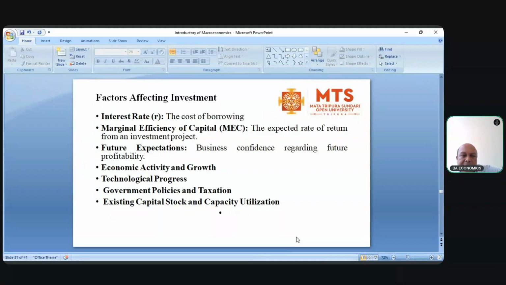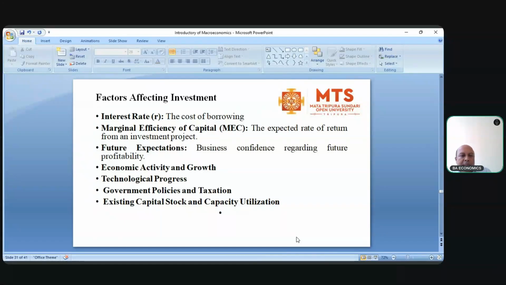Government policy and taxation. Investment level also depends on government policies, whether the government is encouraging the private sector for investment or not, whatever policy the government is using, and whether the government is changing the rate of interest or not. If government policy changes, it directly affects investment, and taxation also. When government changes corporate tax, it also affects investment.